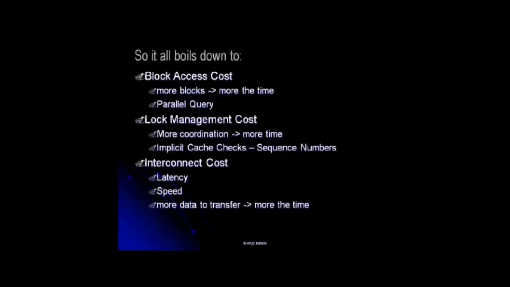Block management cost: in this case, the more blocks we have, the more time it takes to coordinate them. As a result, it takes more time. Particularly things like implicit cache checks, like sequence numbers and all that. In that case, the sequence number has to be implicitly checked, even though you do not check for it. Then further, the interconnect cost, the latency and speed, comes into the picture. Just to give you an example of what latency and speed is, think of a highway system, a freeway system where there are no lights. People can go at extremely high speed.